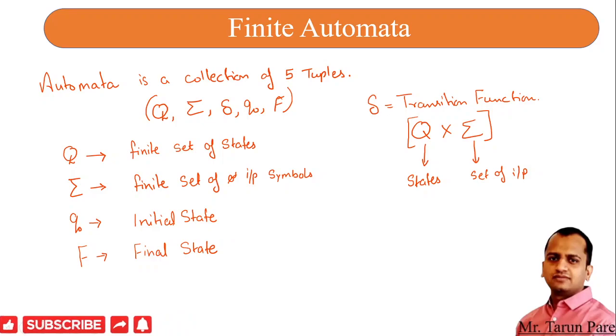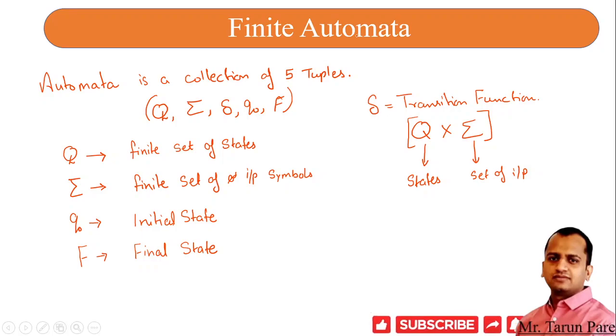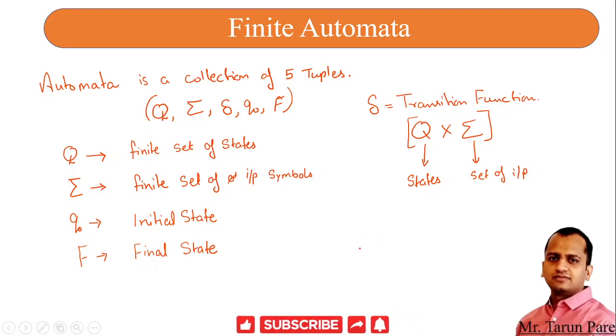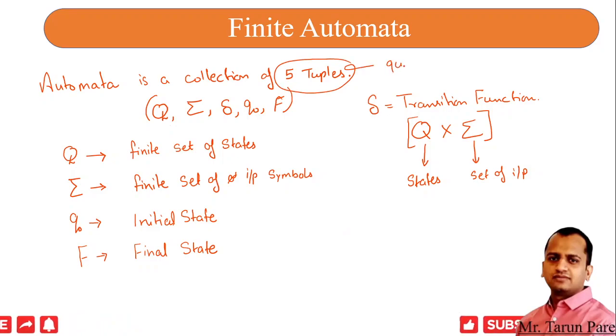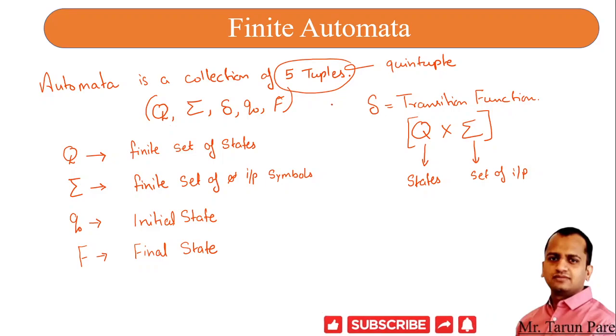Okay, so one more thing is that if the questions come in the objective form, then they may ask how many tuples are there in the automata. So you can say that there are five tuples, and since they have five tuples, they are also called quintuple. Okay, so these are the few points related to the finite automata.